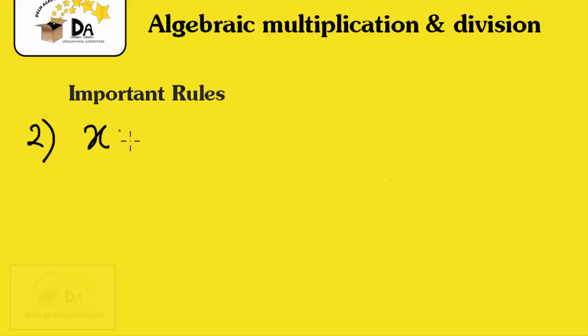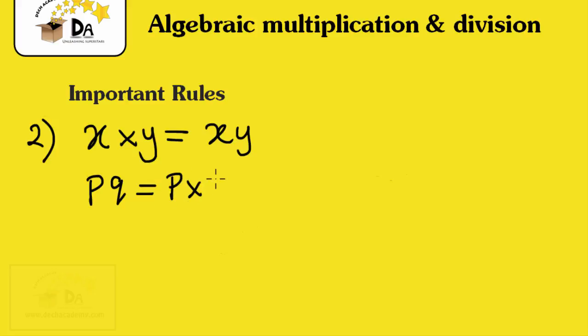The variable x times the variable y can be written as xy. So in other words, let's use different variables. Let's use p and q. If I say pq, where p and q are variables, this is the same thing as saying p times q.